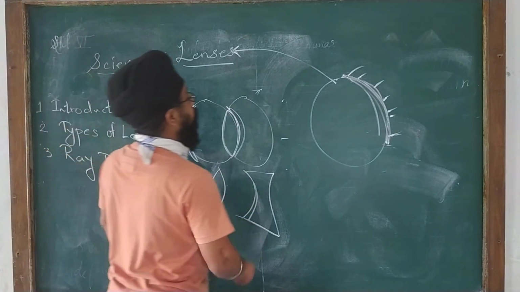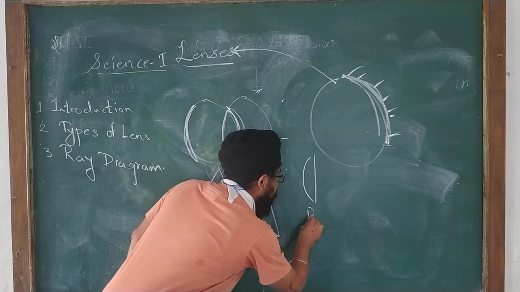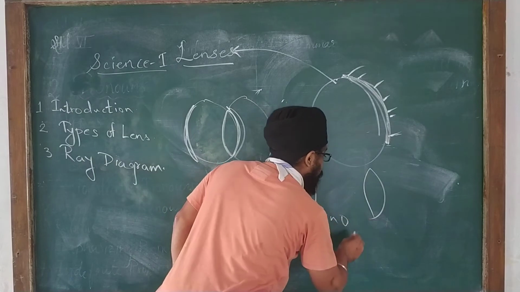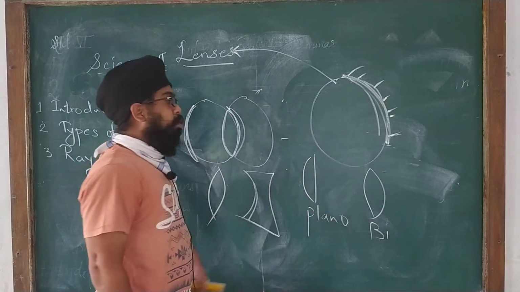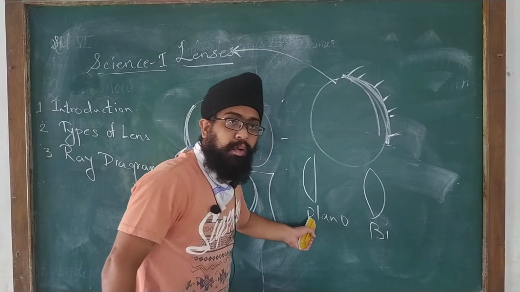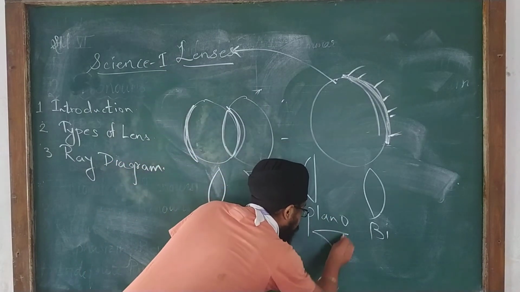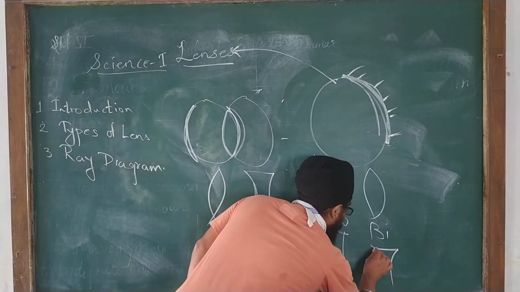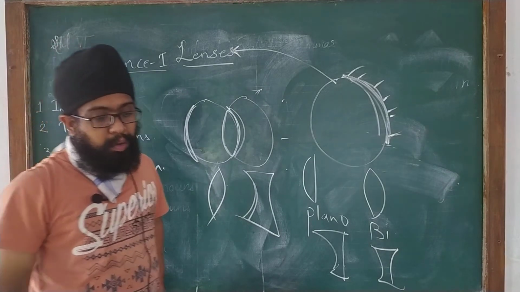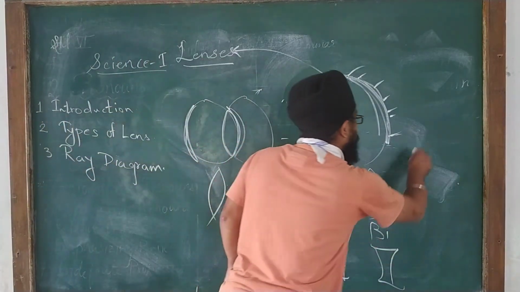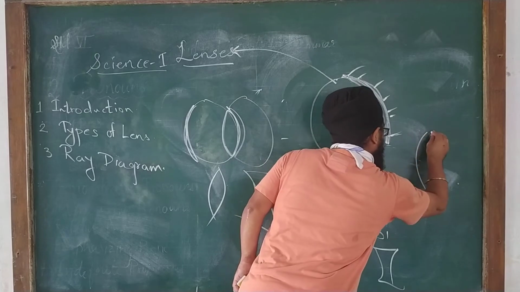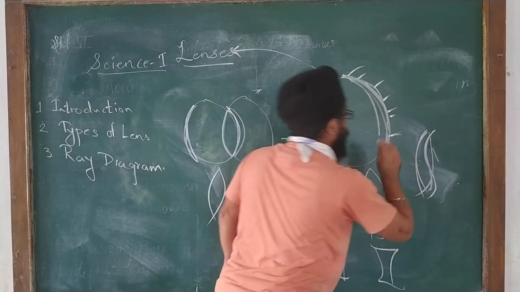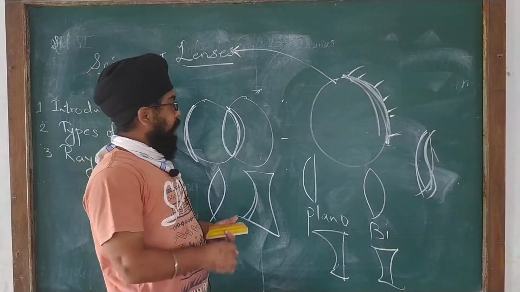Now when it is of a single type, it becomes plano. Where it is of two types, it becomes bi. So they become biconvex and plano-convex. Similarly, this is plano-concave and this is biconcave, correct? Plano-concave and biconcave. Even there is a combination of concave and convex. So this will be a concave and this will be a convex. That is a combination of concave and convex.